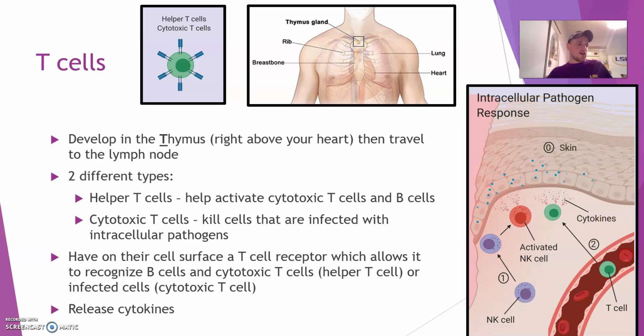Just NK cells act immediately in a weaker fashion, while T cells are very, very good at what they do, but they have to grow into their role, develop, and adapt to the pathogen.